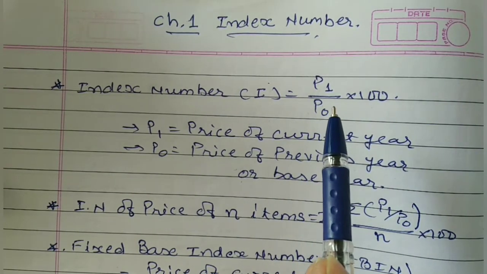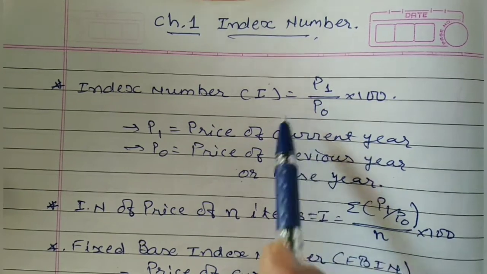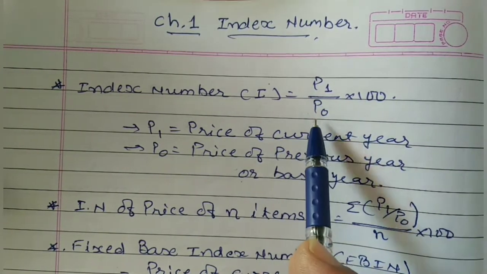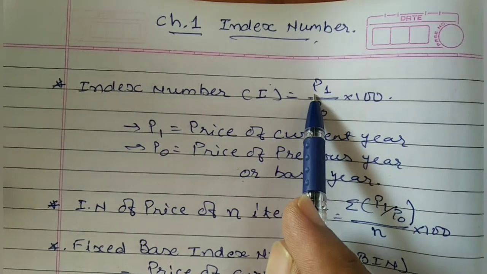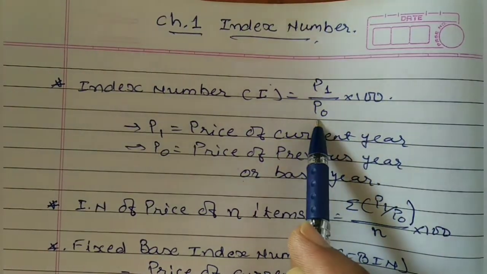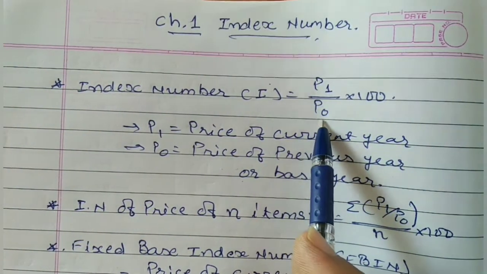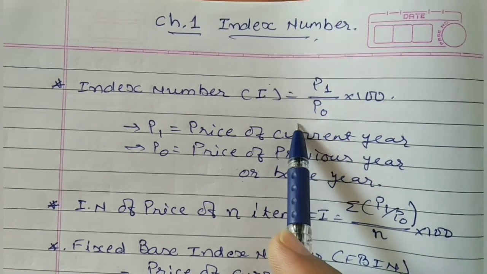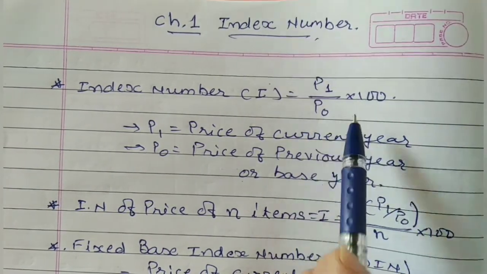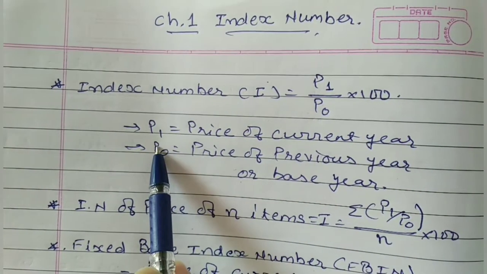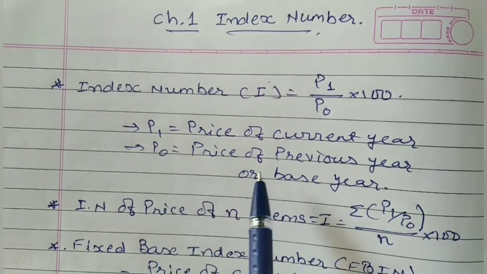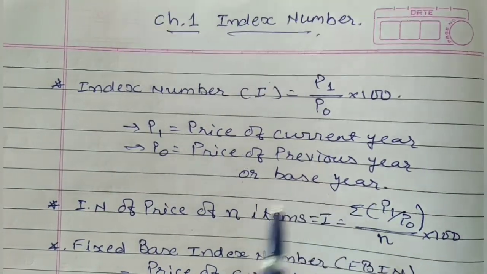It may be possible that P0 is given for base year, then it is to be considered as the price of base year. 0 means base year, for which the comparison is going on. So P1 is your current year's price, and P0 is your base year's price or previous year's price. If it is mentioned that base year is so and so, then P0 would be treated as your base year's price.